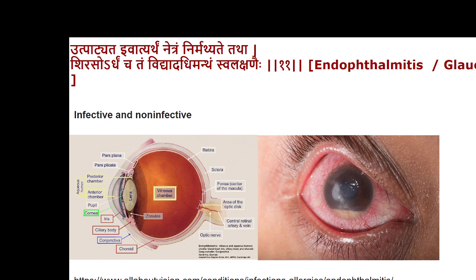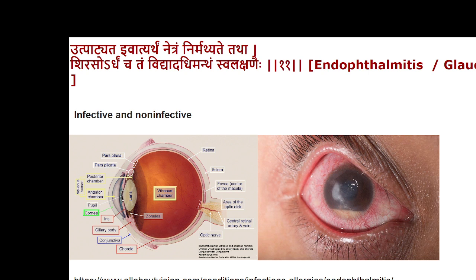So I would consider adhimanta as endophthalmitis, where the inflammation involves the deeper tissues of the eyes, particularly the anterior chamber. And again, it can be a complication of either conjunctivitis or any other infective pathology. Local infective pathology can result in endophthalmitis. Glaucoma is usually a painless condition, and it can result in loss of vision without showing any symptom. It's a silent killer.